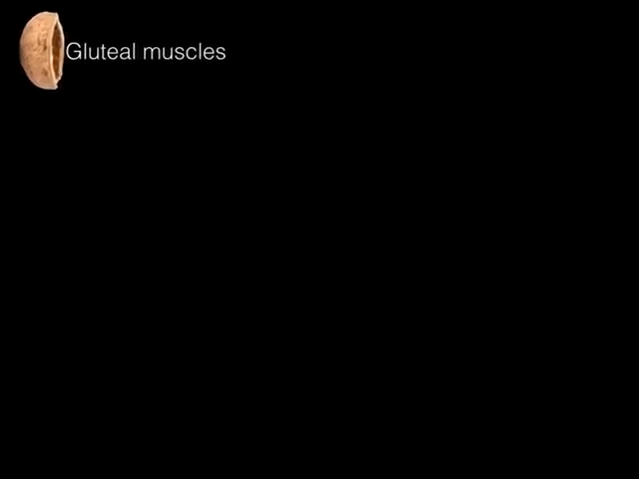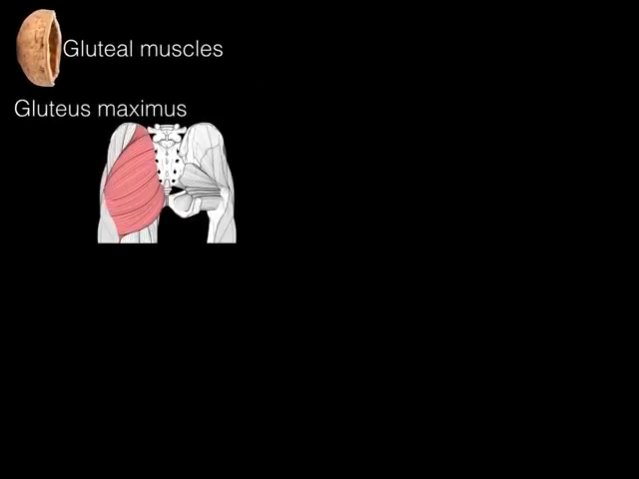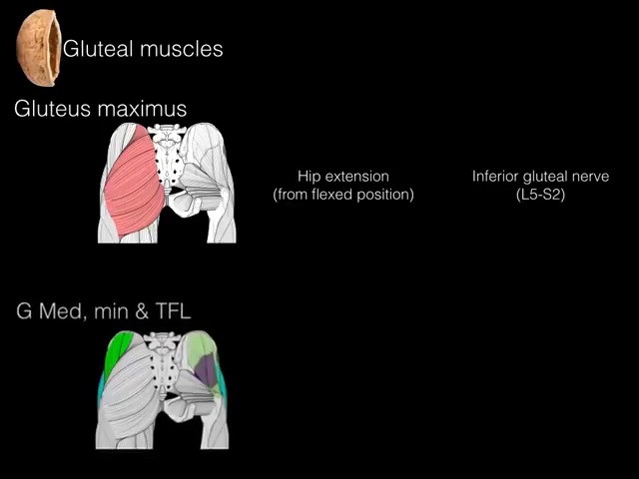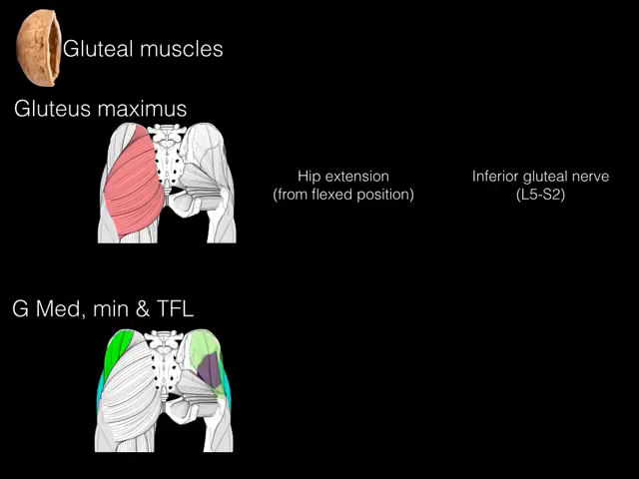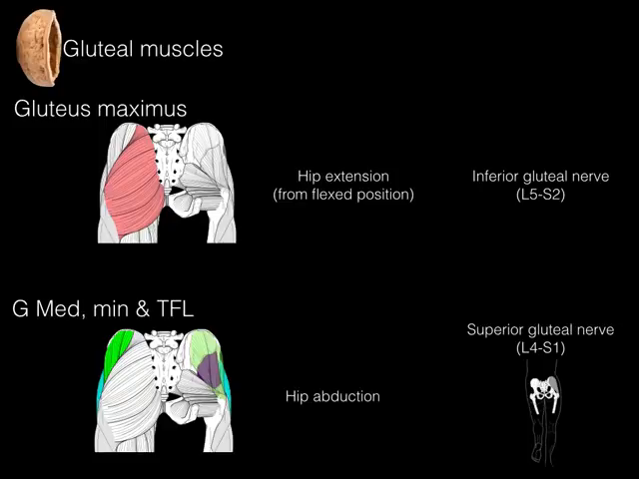All right, gluteal muscles in a nutshell. And so the gluteus maximus muscle has the following action. It extends the hip when the hip is in a flexed position and is innervated by the inferior gluteal nerve that comes from the L5 to S2 spinal cord levels. Then we have the gluteus medius, minimus, and TFL, and their action is hip abduction as well as stabilization of the hip. And they're innervated by the superior gluteal nerve, and if you knock out that superior gluteal nerve, the patient presents with the Trendelenburg sign.